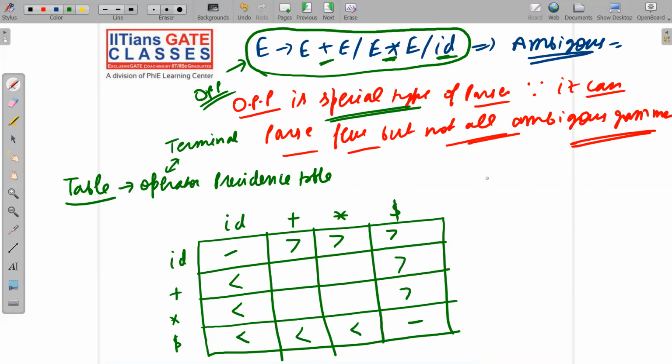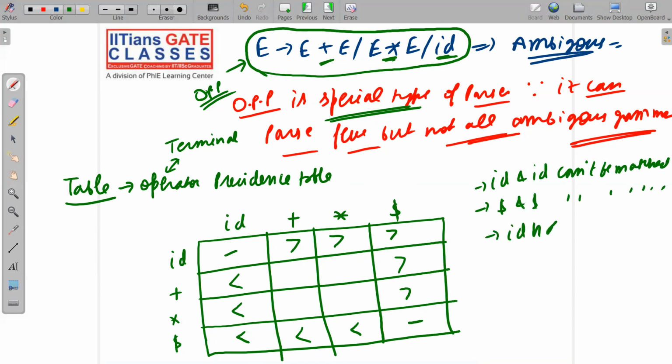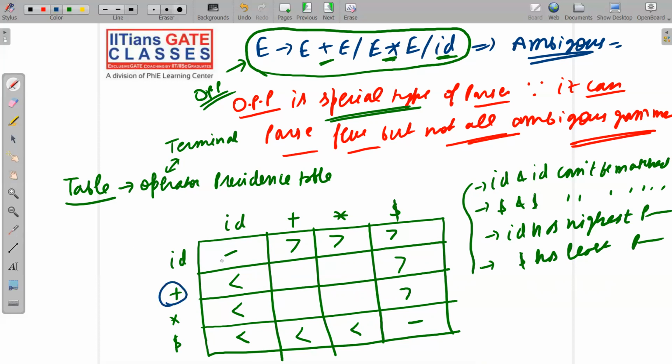So what are the basic points? ID and ID can't be matched. Similarly, dollar and dollar can't be matched. ID has the highest precedence, and dollar has the least precedence. Please note down these points carefully. Now comes this plus and plus. How will you match plus and plus? Imagine this is your left plus, this is your right plus. Plus is left associative, right? So I will write like this.